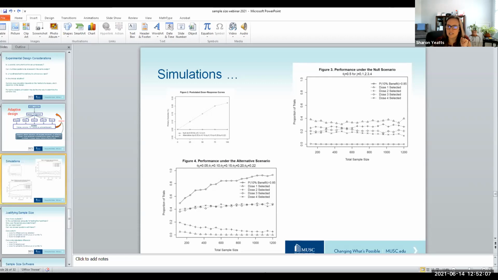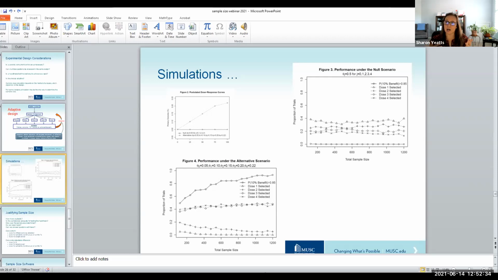But you can see that as the sample size increases, the likelihood that we are able to show that 10% benefit increases as well. But we hit this plateau, right? So we're at 80%, maybe starting right about here. And then we get some improvements, but not a whole lot, right? Not enough to make us think we need sample sizes out in this range.